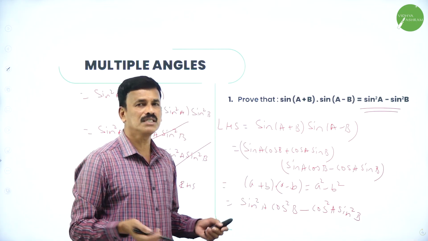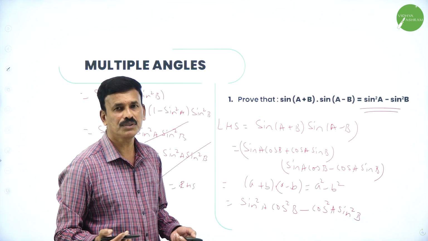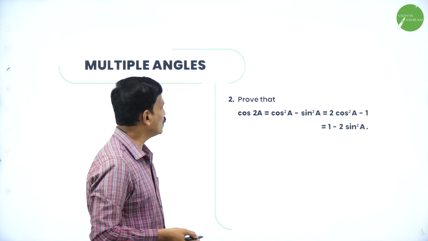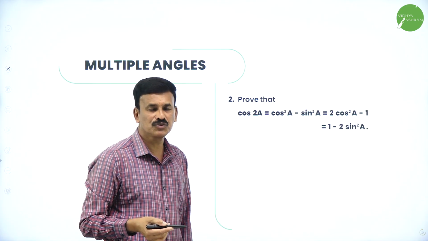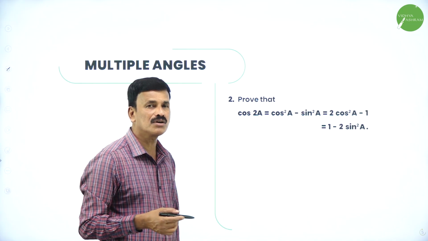Convert all cos to sine. You will get sine square A minus sine square B. Hope you followed. Now move on to the next problem. This is again multiple of 2A. Just now we have discussed regarding cos 2A.